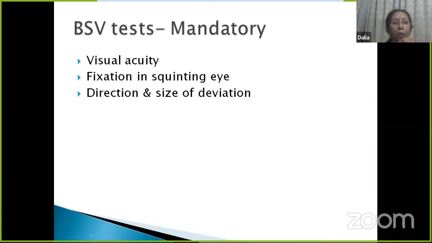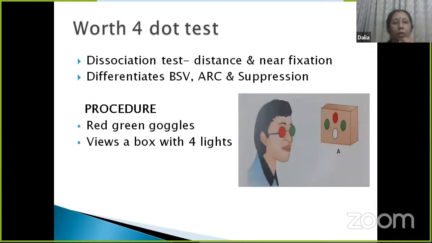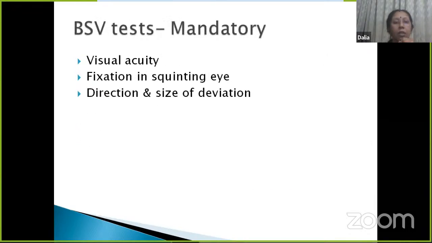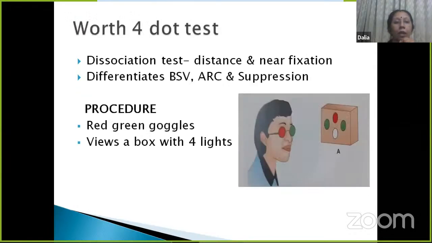Before doing a binocular single vision test, it's always mandatory to check the visual acuity of the patient, because reasonably good vision in both eyes is required to have proper binocular single vision. Always assess the fixation in the squinting eye and the direction and size of deviation also. Now, coming to the Worth four dot test, this is a commonly used dissociation test which can be used for both distance and near fixation. It helps to differentiate BSV, anomalous correspondence, and suppression.